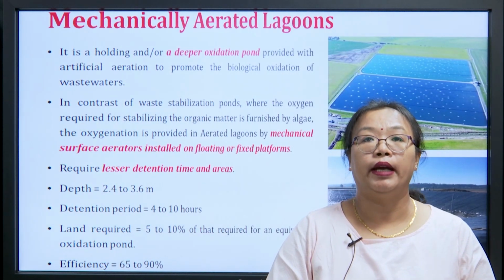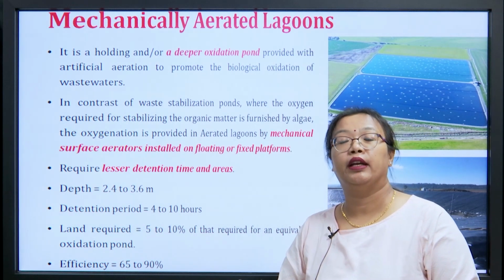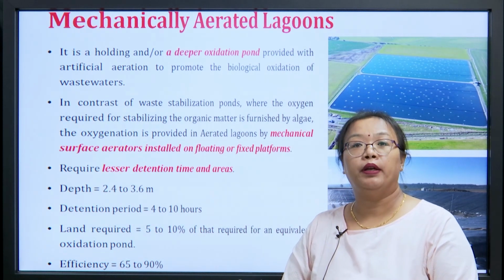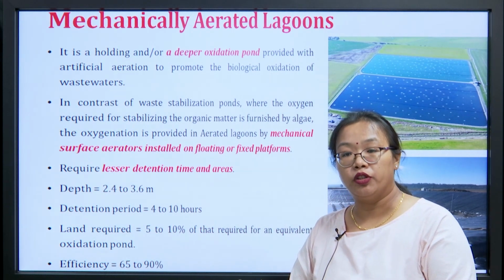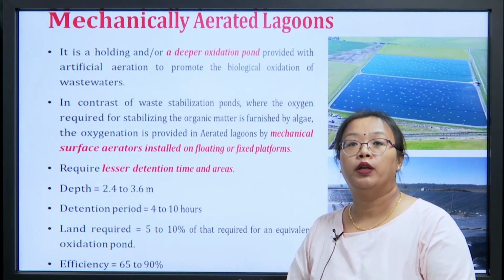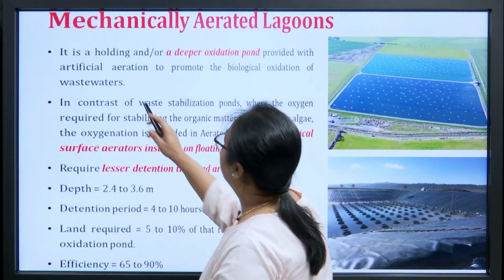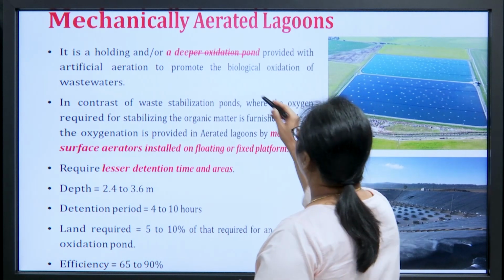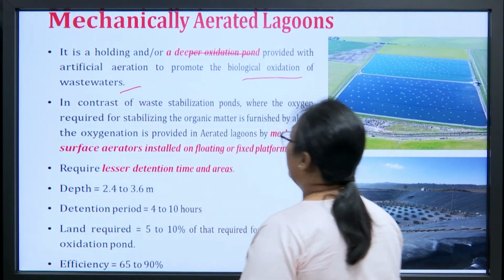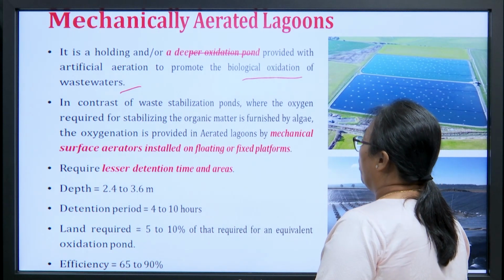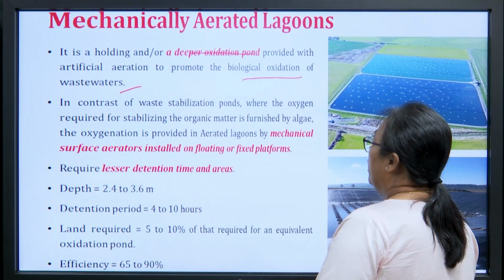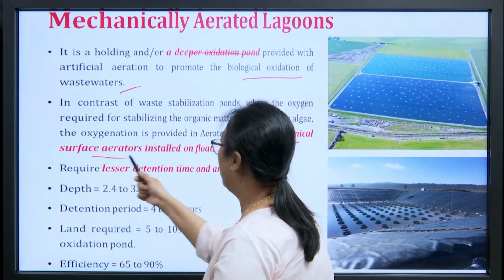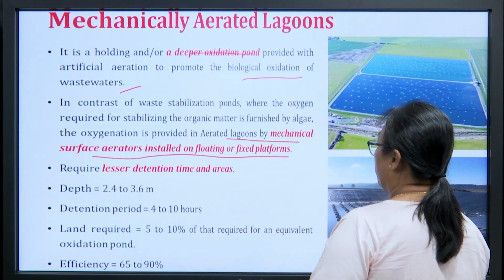Let's come to mechanically aerated lagoons. Mechanically aerated lagoons भी बहुत simple है. It's like an oxidation pond only but deeper, right. In facultative oxidation pond, what was the depth? Around 1 to 1.8 meters, right. Here it is a holding or a deeper oxidation pond provided with artificial aeration to promote biological oxidation of wastewater, right. In contrast to waste stabilization ponds where the oxygen required for stabilizing organic matter is furnished by algae, oxygenation is provided in aerated lagoons by mechanical surface aerators installed on floats or floating platforms.